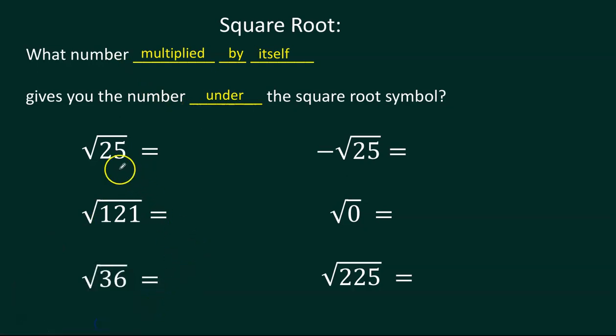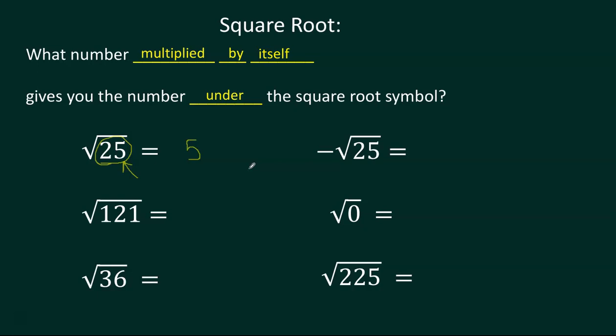So I think, what number multiplied by itself gives you the number under the square root symbol? So what number multiplied by itself will give you 25? Here's where I want you to pause the video and think about this. All right, I hope you paused it, and I hope you came up with 5. If you came up with 5, you have part of the answer. That's not the full answer. There's actually 2 answers. Pause it again, think for a little bit longer.